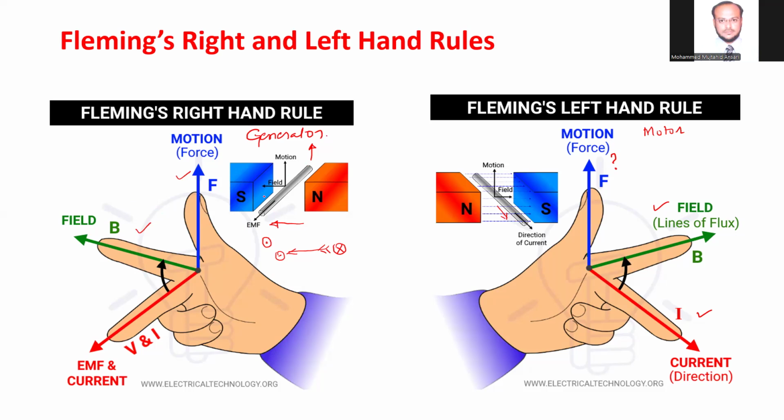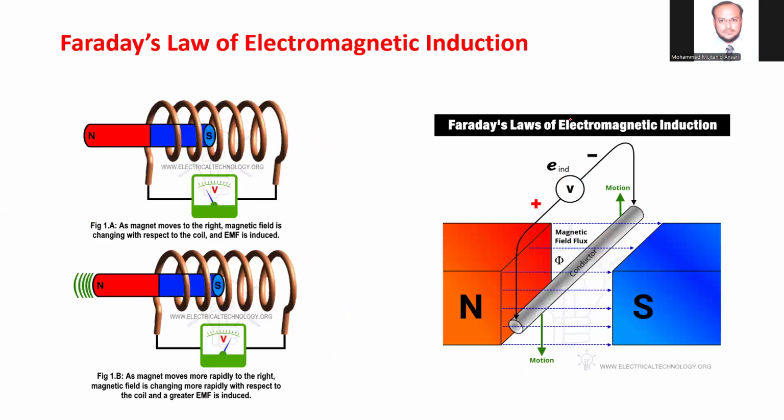Whenever the conductor cuts the magnetic flux, it induces EMF. Whereas a current carrying conductor placed in a magnetic field experiences a mechanical force whose direction is given by Fleming left hand rule. So it is very simple: the right hand rule for the generator determines the direction of current or EMF, whereas Fleming left hand rule is used in the motor to determine the direction of motion of the conductor or the force acting over the conductor.